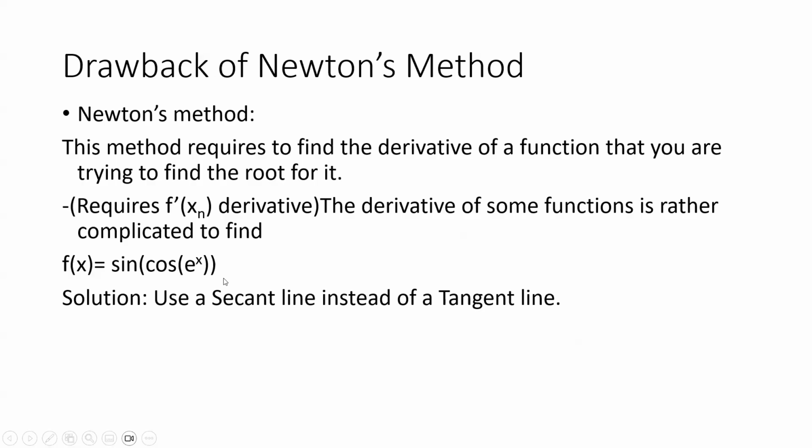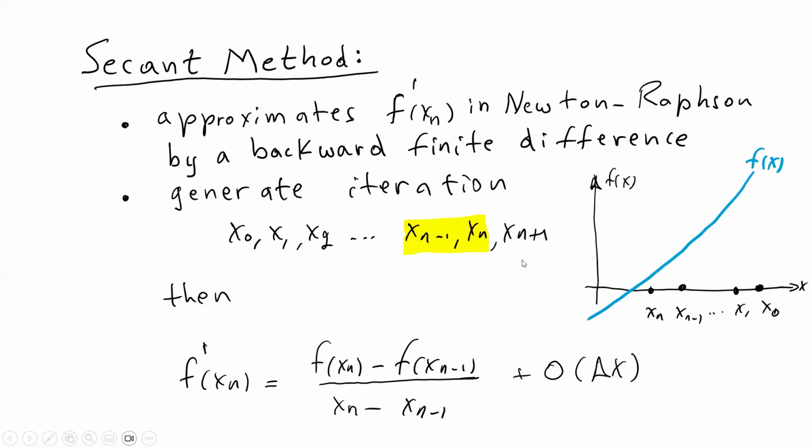When computing the derivative is challenging, we can use the secant method as an alternative. The secant method approximates the derivative using two previous points instead of calculating it explicitly. Let's look at the secant method. Again, the secant method approximates the derivative of the function, f prime of x in the Newton-Raphson method, by using the backward finite difference to generate the iterations.